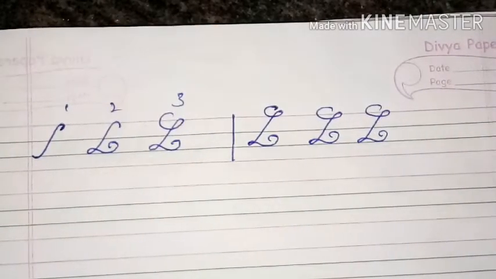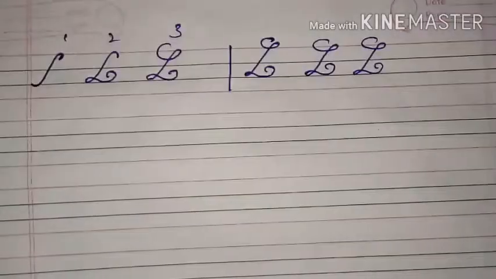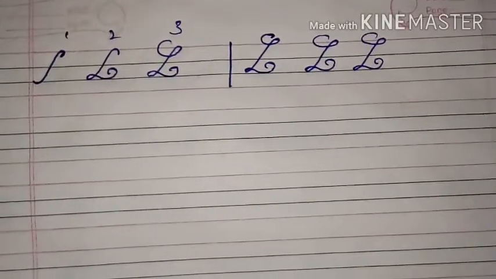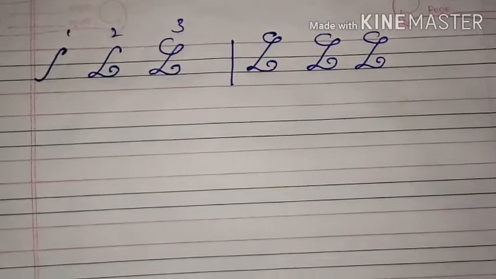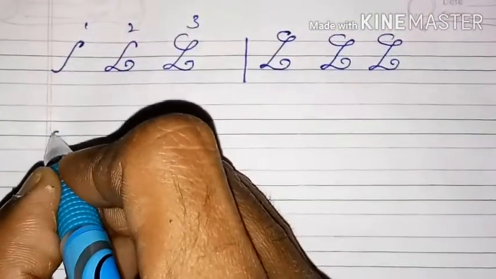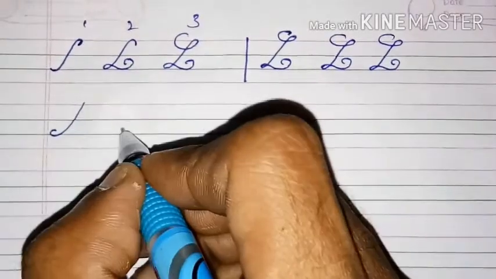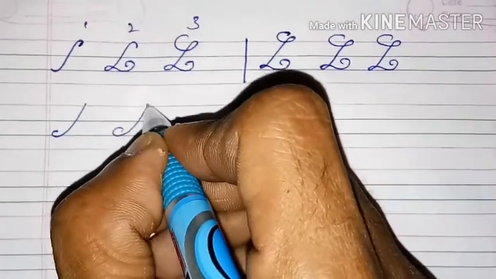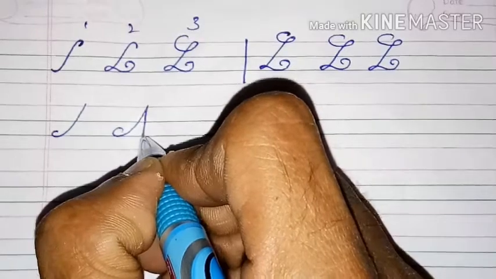Okay? Next, we'll go to the next letter, M. M is divided into three strokes. The first one is the same one as you have seen in A, and get down to the middle zone.